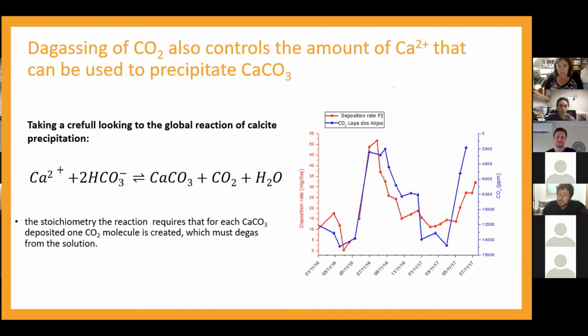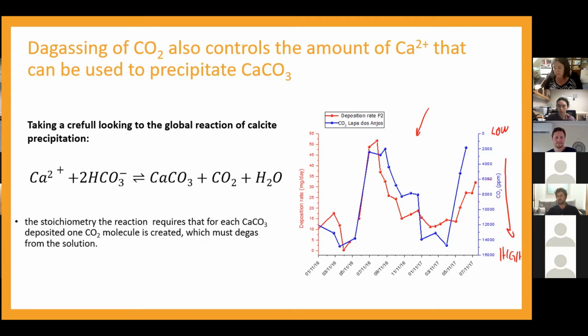And you can see this also in the monitoring experiment. So this is a result of the monitoring experiment that I've been conducting. And in red, we have the curve of calcite deposition, milligrams per day of calcium carbonate deposition. And in blue, the concentration of CO2 in the cave. I just inverted the axis. So here we have high CO2, and here we have low CO2.